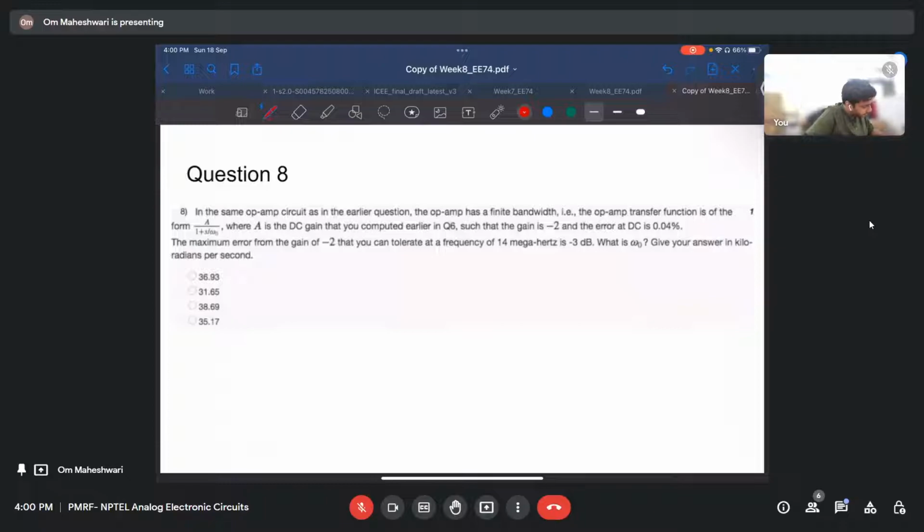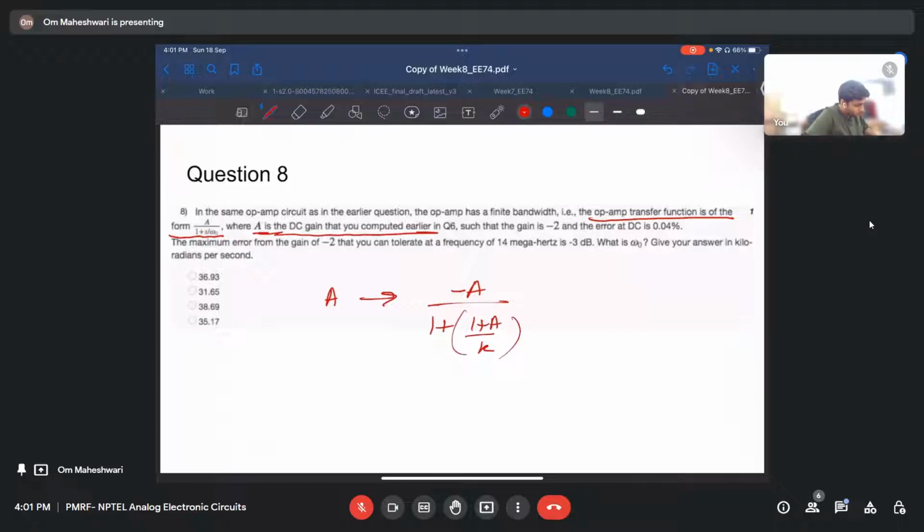So they're saying that the op-amp transfer function is of this form, where A is the DC gain that you computed earlier. So they're calling what is A. Let me write. A is the gain that we computed, and the gain we computed earlier was minus G by 1 plus G by K. This was the gain that we had computed earlier, right?